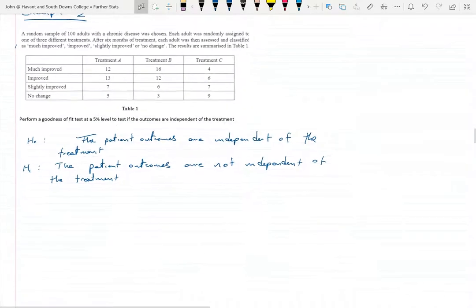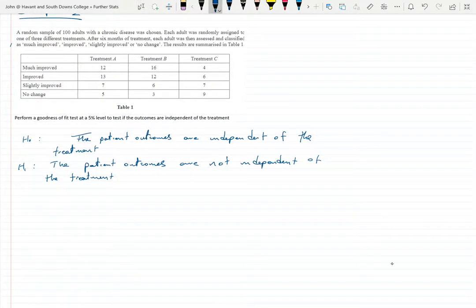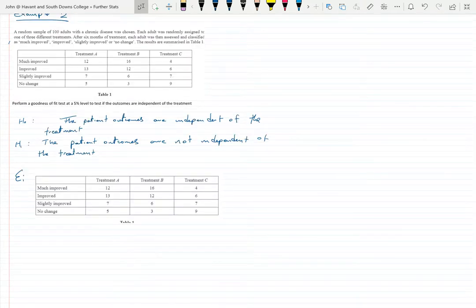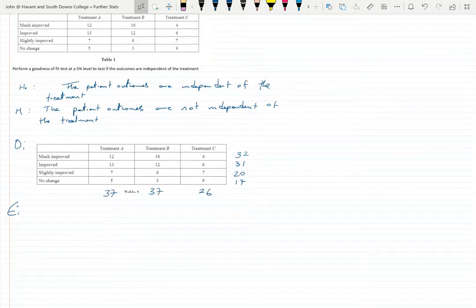Now let's work out our expected frequencies. Let's just pull down the table from below and then add the rows and columns to start working through this. So all we need to do is add all of the rows and all of the columns. So 16 plus 4, 20, 32 here. And then we do that for all rows and all columns.